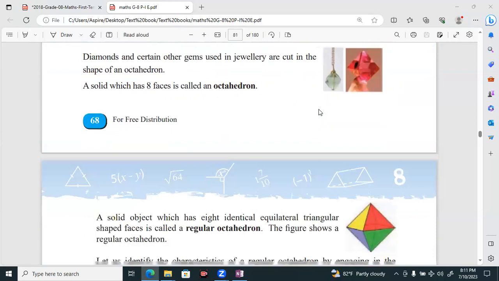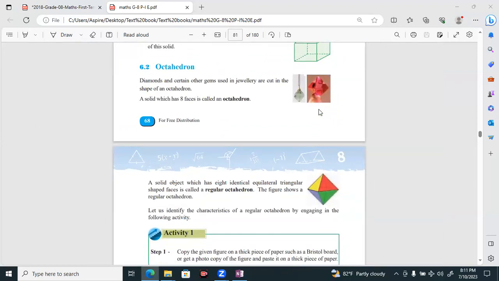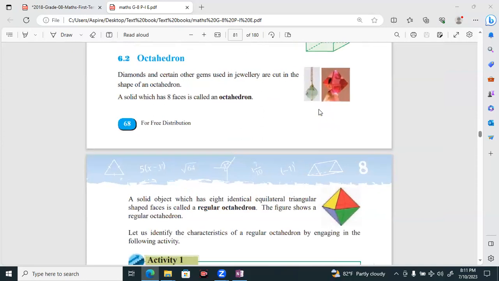Then the special kind of solid object that you learn in grade 8 is the octahedron. Octa means 8. Tetra means 4. When it says octa, that means the octahedron consists of 8 faces. They are all equilateral triangles.